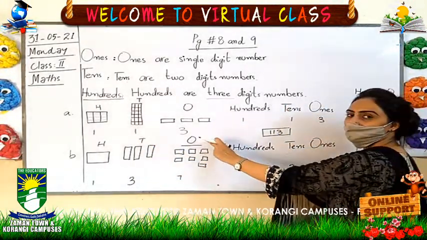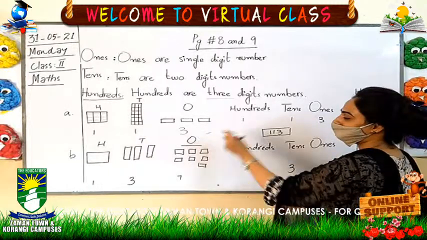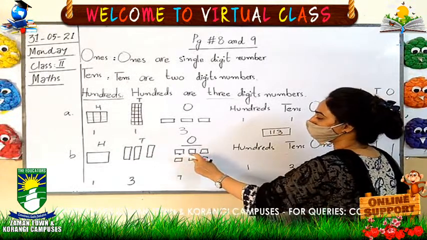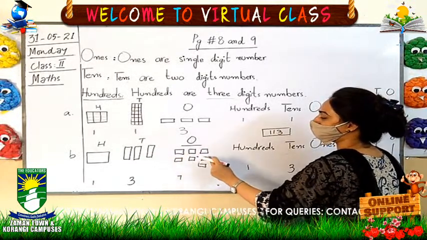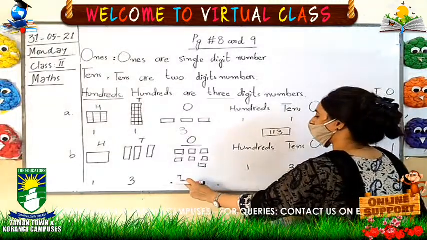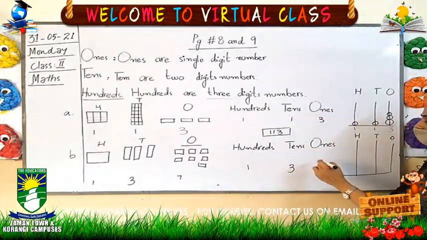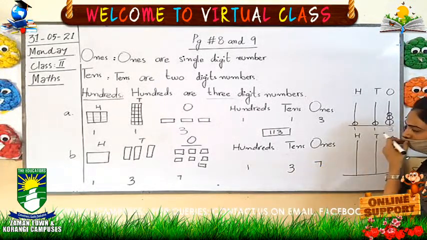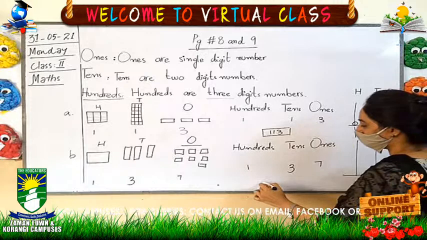Now how many ones are there? Count it. 1, 2, 3, 4, 5, 6, 7. 7 ones. So write the value of ones here. 7. Now write the answer.